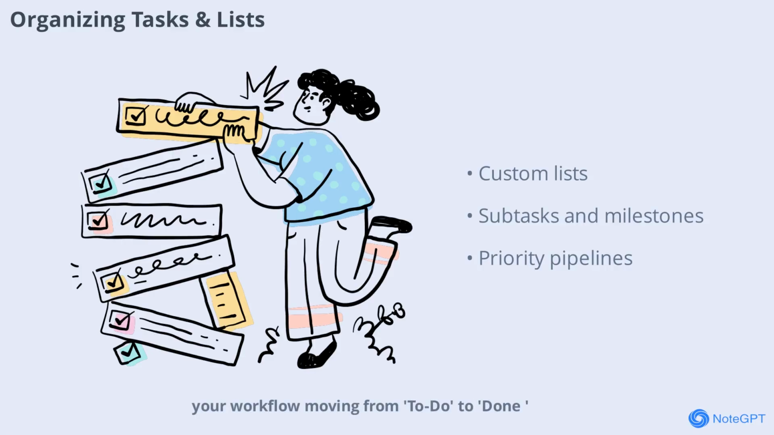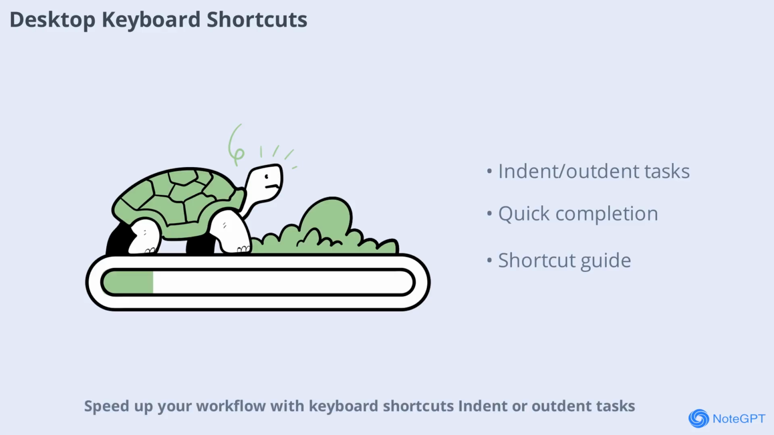Speed up your workflow with keyboard shortcuts. Indent or outdent tasks, shift items up or down, open detail panes, and mark tasks complete, all without touching your mouse. Use Ctrl+/ to view the full shortcut guide inside Google applications. These tricks save time and keep you in the flow.